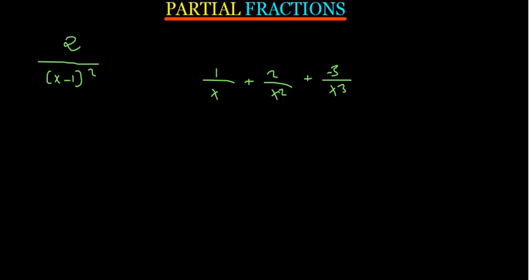Repeated linear factor. How do you know that it is repeated? You are going to see it in brackets squared. So let's say you want to break down 2 divided by x minus 1 squared. This is called a repeated linear factor. Now this comes from something like this. When you have got 1 over x plus 2 over x squared plus 3 over x to the power 3, when you want to make this a single fraction, x to the power 3 is common.